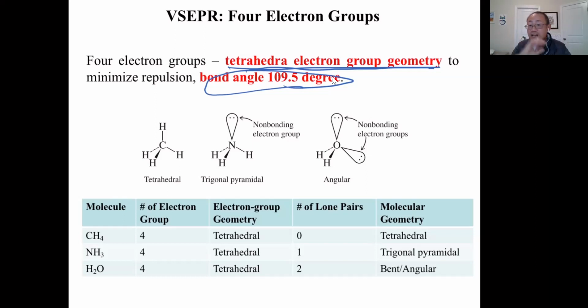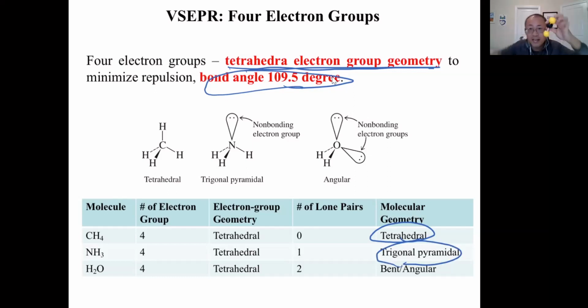If the molecule has 0 lone pairs, then the geometry of the molecule will be what? Will be tetrahedral as well. If there's 1 lone pair out of those 4, the geometry of the molecule will be what? Will be a derived shape called trigonal pyramidal. Okay, trigonal pyramidal.